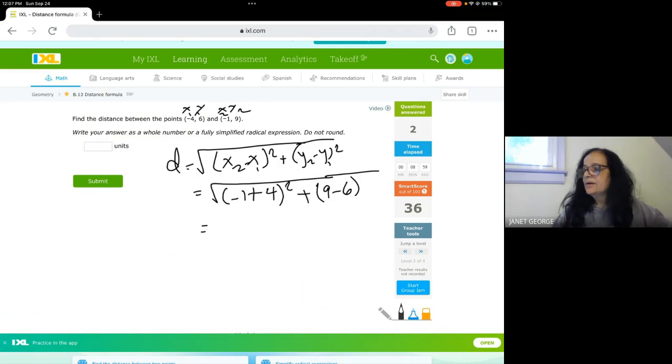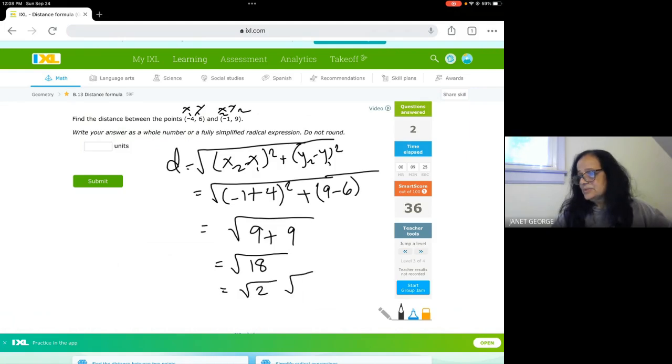So in here, negative 1 plus 4, like 4 minus 1, is 3. When you square it, you get 9, plus 9 minus 6 is 3. When you square it, you get also 9, right? So you have the square root of 18. 18 is not a perfect square, right? But I can get a perfect square out of it, which is 2 times 9. 2 times 9 is 18. The 2 stays as you see it, and the square root of 9 is 3. So your final answer has to be 3 square root of 2. That's the distance between these 2 points, okay?